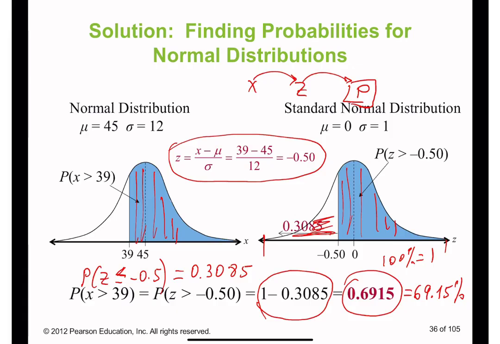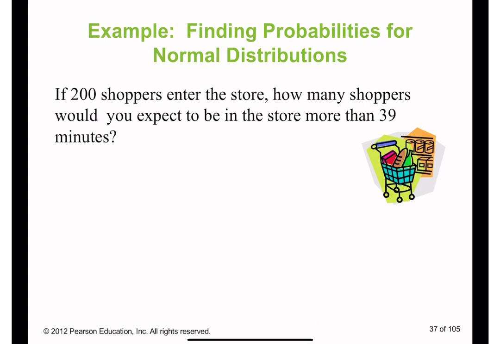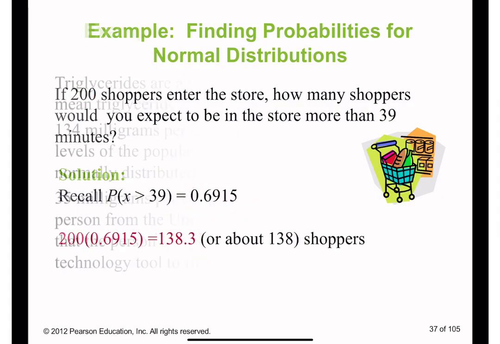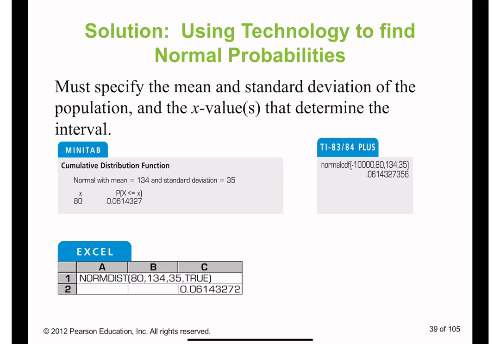All right. Now the same thing is asking for 200 shoppers, which means, again, we are taking this 0.6915 multiplied by 200. Out of 200 shoppers, about 138 people will stay in the store for more than 39 minutes. Well, we are not using any technology besides Excel. In Excel, it's going to be norm distribution, normal distribution.